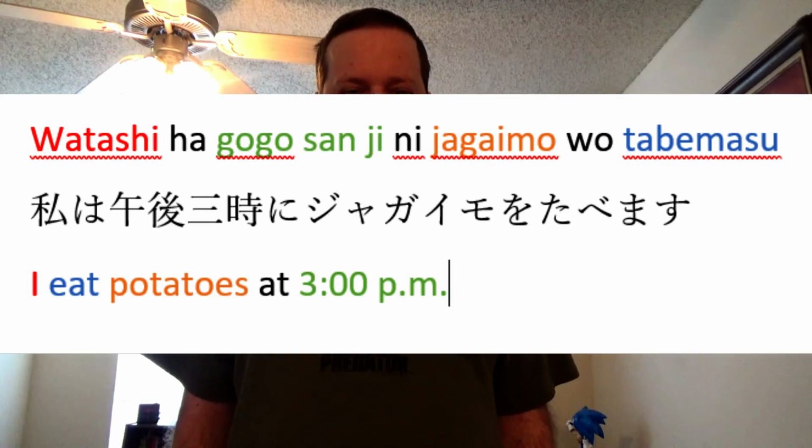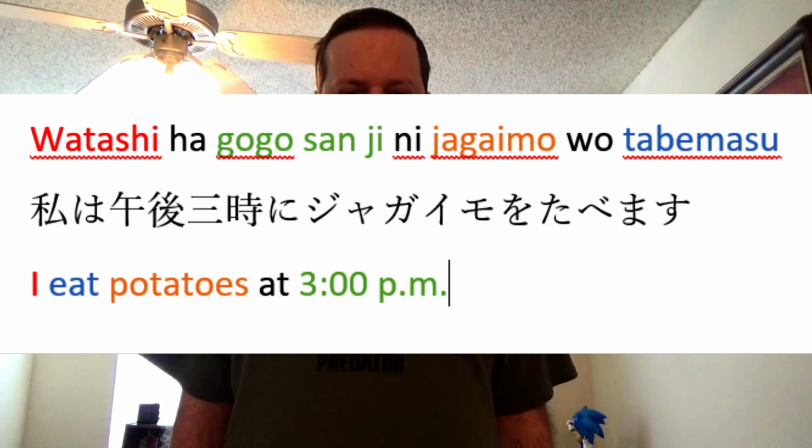Now let's say you want to add where or when you eat. For instance, you eat potatoes at 3 p.m. You would use the words for 3 p.m., which are gogo sanji. Gogo meaning afternoon, san meaning 3, and ji meaning hour. You would add that right after watashi wa. The sentence now reads watashi wa gogo sanji jagaimo o tabemasu. I color-coded these sentences to show you the order in which the words go.